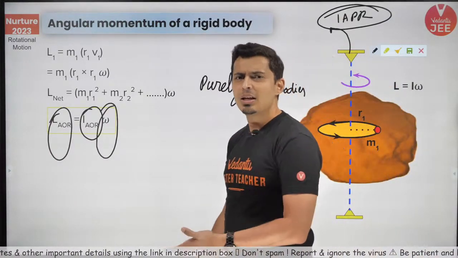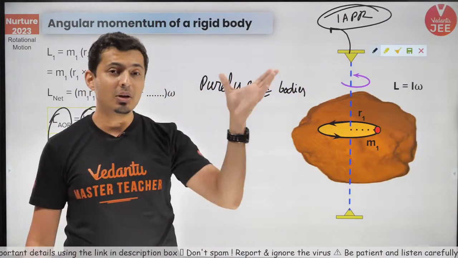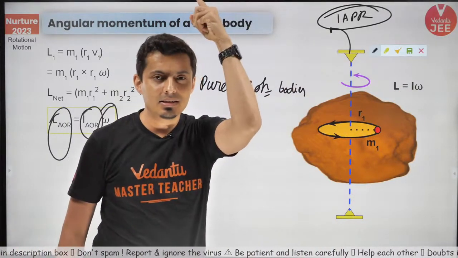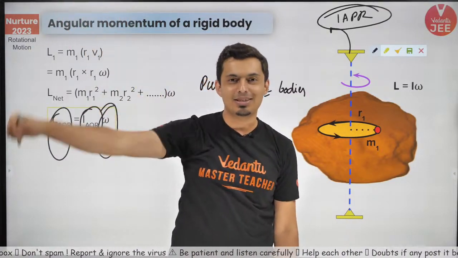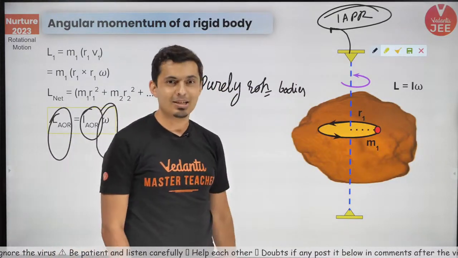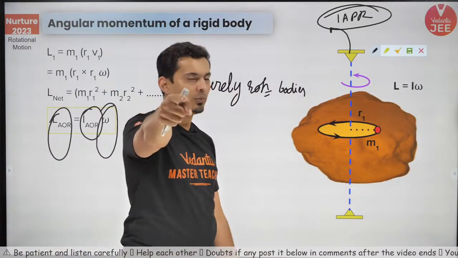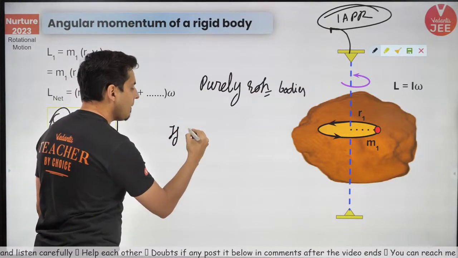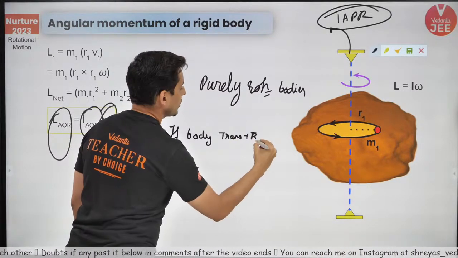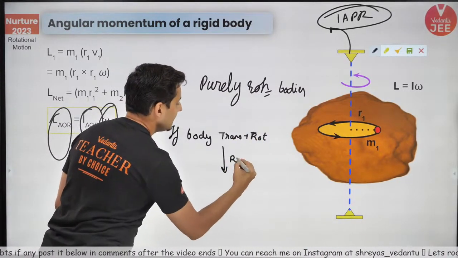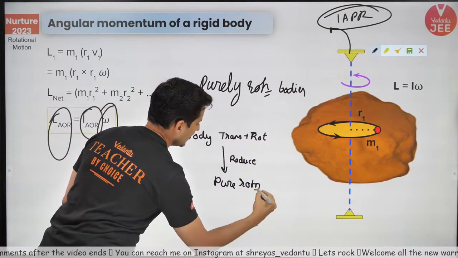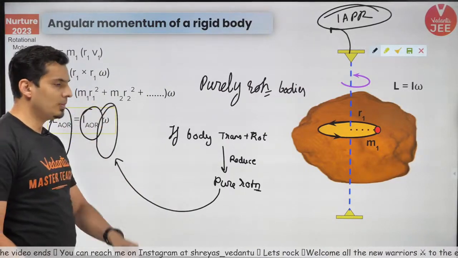But sometimes, you know, bodies may not just be rotating, they will be translating plus rotating. So what will you do in that case? Like, sir, I know this, I have attended your class from the start. If a body is translating and rotating, I will convert it into a pure rotational problem. Very good, proud of you. So you will reduce it to just pure rotation, and then you will try to find using this formula.